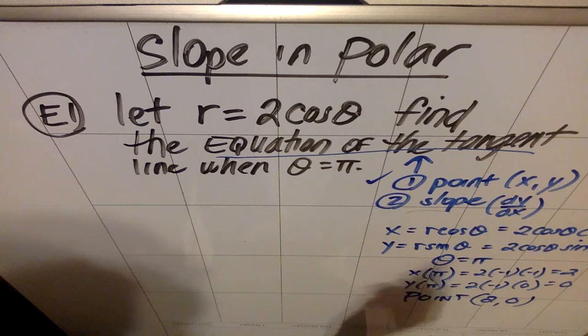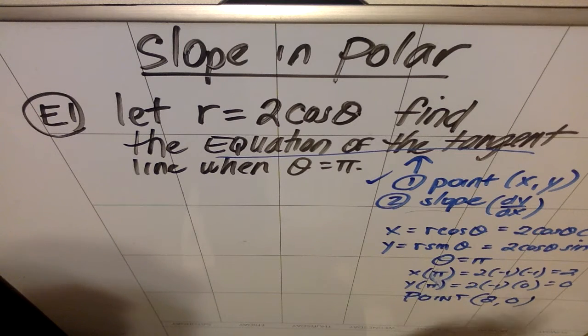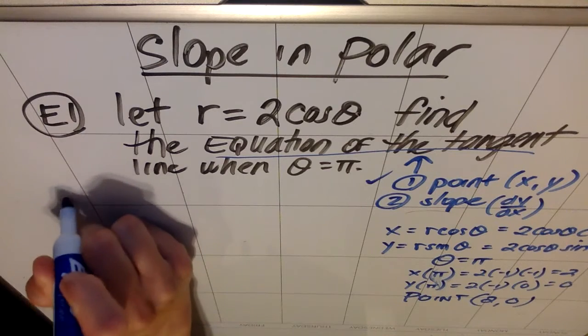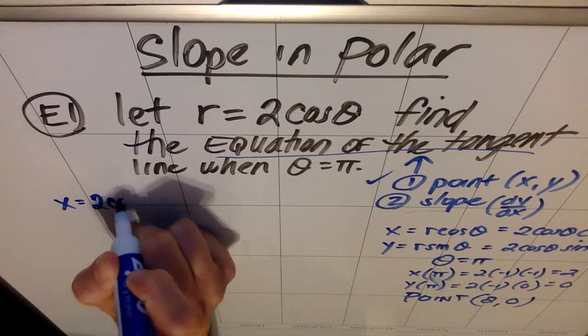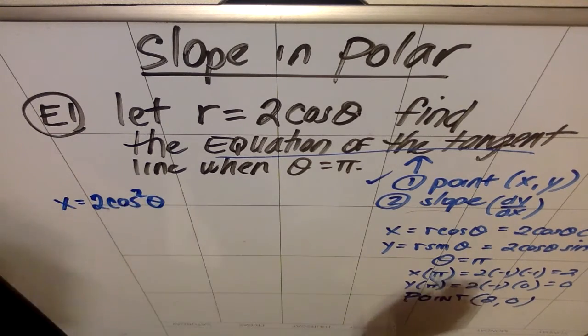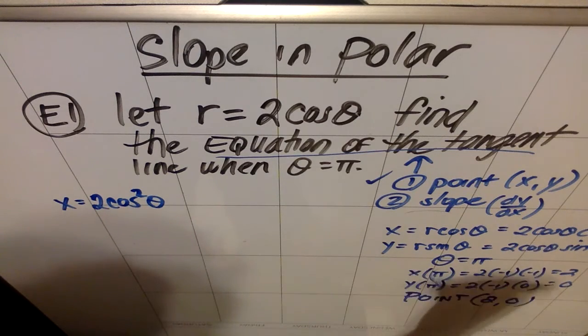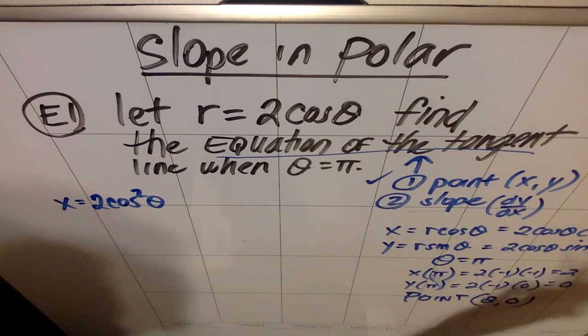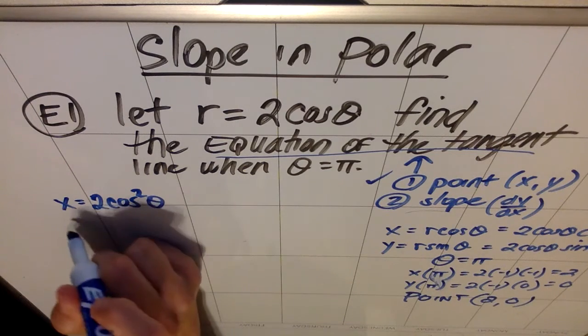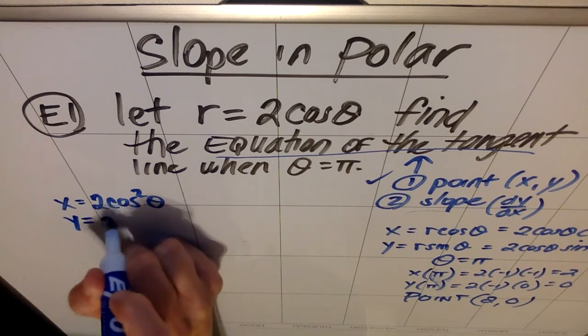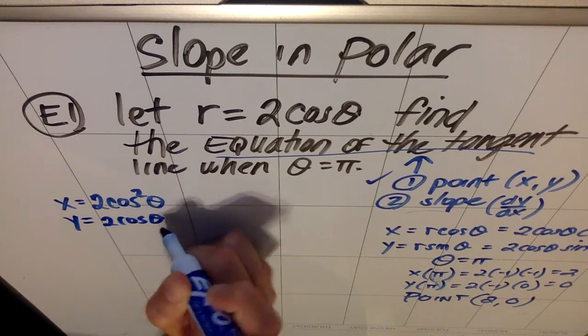The second thing I'm going to have to do is find the slope, and that's a little bit more tedious. So it's worth noting that x is the same as 2 cosine squared theta rather than just treating it as a cosine times a cosine. You don't have to do this, but I think it's a lot easier to use the chain rule than it is to do the product rule. It doesn't matter which one you pick. And I'm going to leave the y as 2 cosine times a sine.